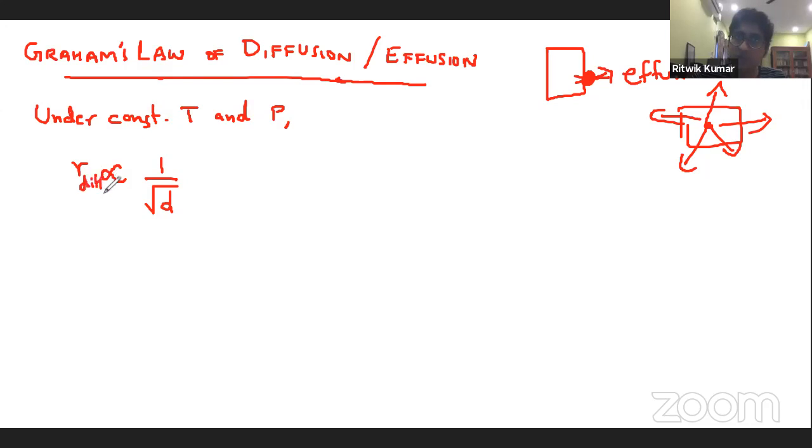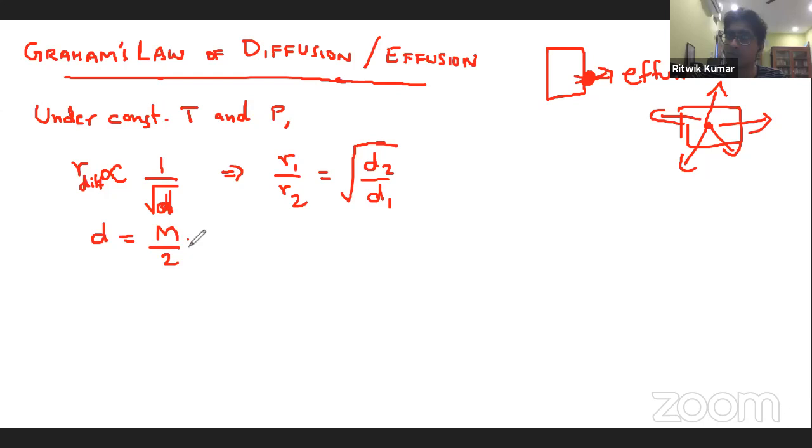So the rate of diffusion, R, is inversely proportional to the square root of the vapor density of the gas. When you compare two different gaseous molecules, you'll compare their two different rates, and the ratio of the rates will be equal to the square root of d2 by d1. Now, from the previous explanation on vapor density, we know that vapor density is equal to the molecular weight by 2 of whatever gas. So you can also write this relation in terms of the two gases involved. You'll get square root of m2 by m1, where these m's are the molecular weights of the gases.